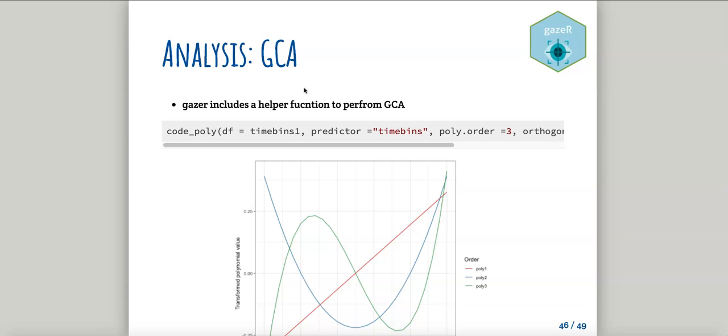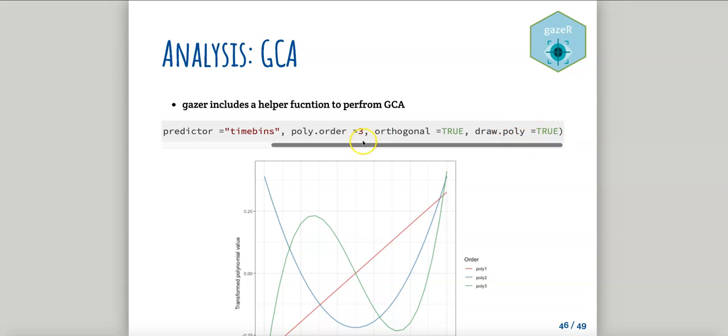Drew is going to be talking about generalized additive models and growth curve models and the differences between them, so I'm not going to go into great detail on that, but I will say that Gazar has a helper function to perform growth curve analysis. Using this code_poly function, if you specify your polynomial order, so 3 in this case, a cubic, it'll append your polynomials to your data so you can perform growth curve analysis. And if you set this draw_poly function to true, it'll output this nice graph here.